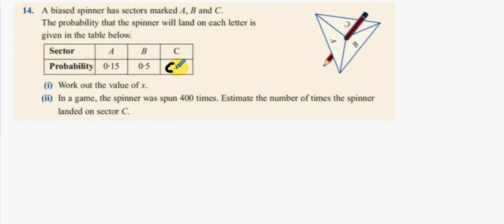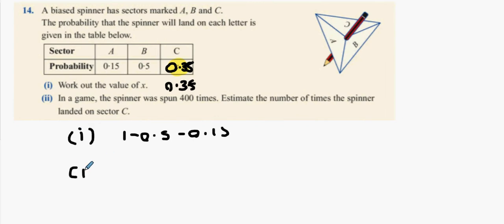I'd say it's 0.35. How did I get that? 1 take away 0.5 take away 0.15. So the value of x is 0.35. If the spinner is spun 400 times, estimate the number of times the spinner lands on C.